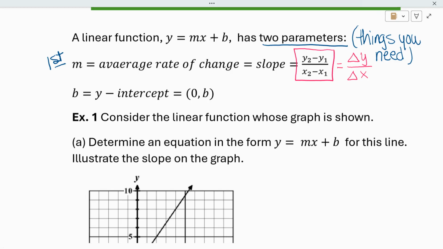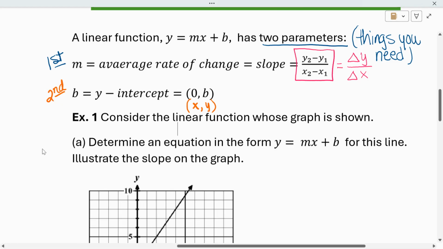Okay. The second thing that you need is the y-intercept. And again, that is the ordered pair (0, b), where 0 is the x value and whatever the y value is when x is 0 is your output, but it's your y-intercept, okay? So when you're given a table, sometimes b is already in the table for you, right? When x is 0, so take advantage of that.